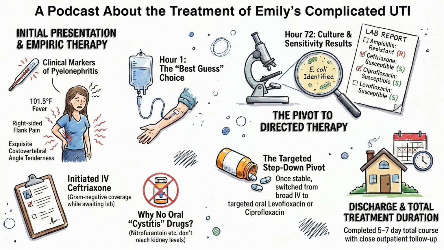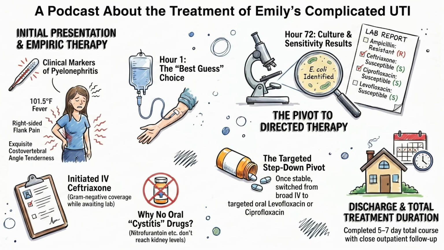But let's dig into the pharmacology of why we're using ceftriaxone. Because if someone hears UTI, even a severe one, the drugs that immediately come to mind are the classic oral medications, right? Like nitrofurantoin or fosfomycin. Oh, absolutely. Millions of prescriptions are written for those. So why are they completely off the table for Emily?